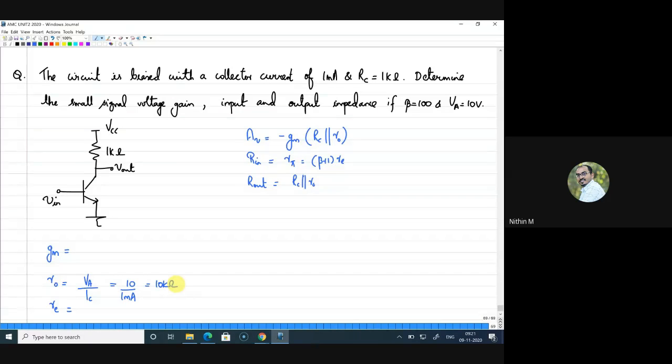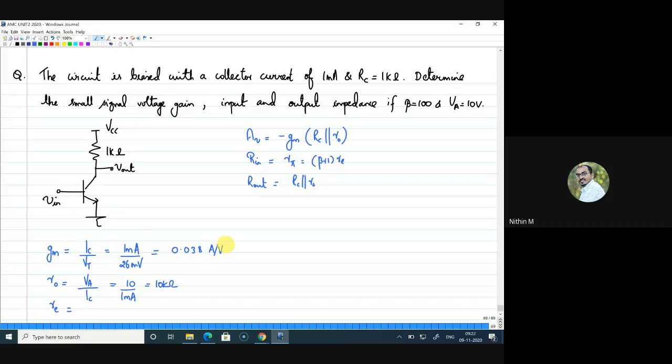Now Nishant, what is gm? So gm is IC by VT. Very good. So 1 milliamp by 26 millivolts, that is 0.0385. Very good. So 0.038. What is the unit of this? Siemens, or amps per volt, ohm inverse. Yeah, very good.